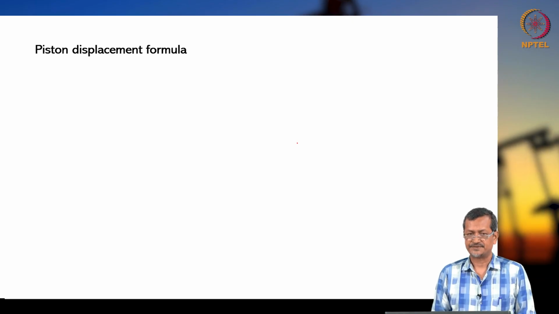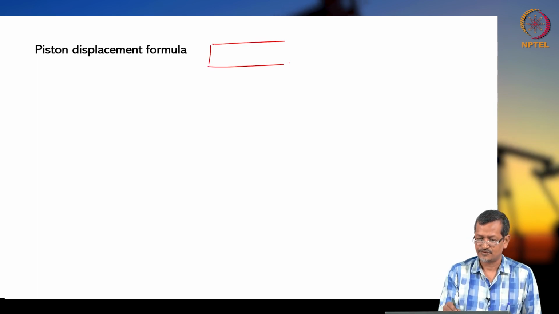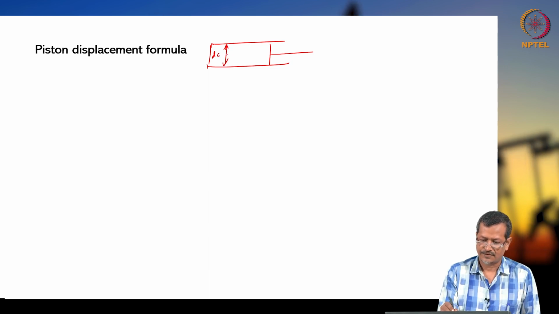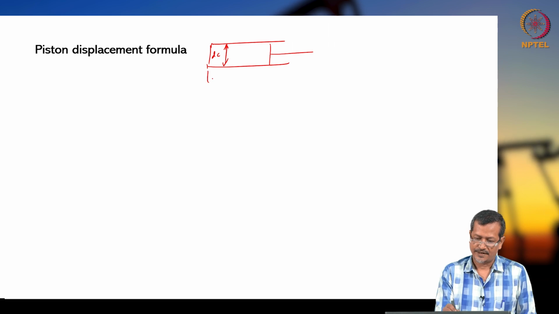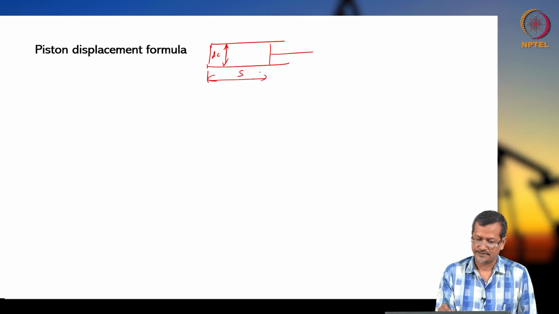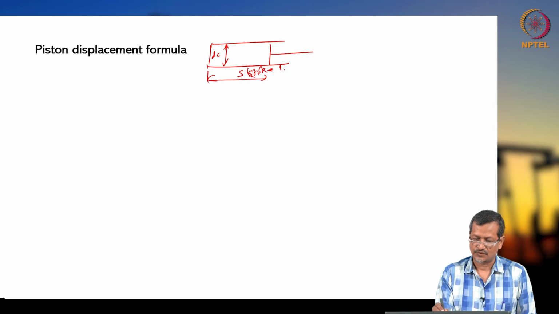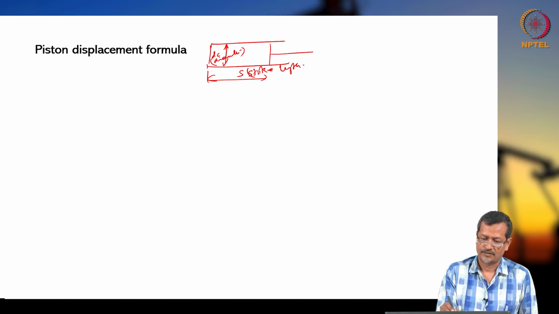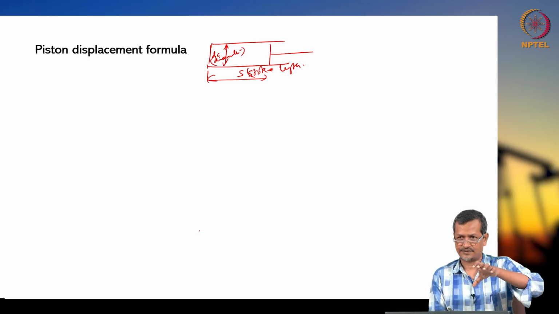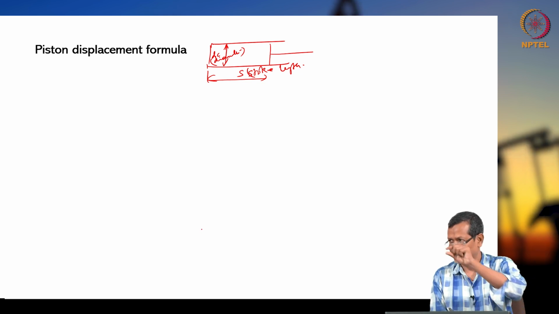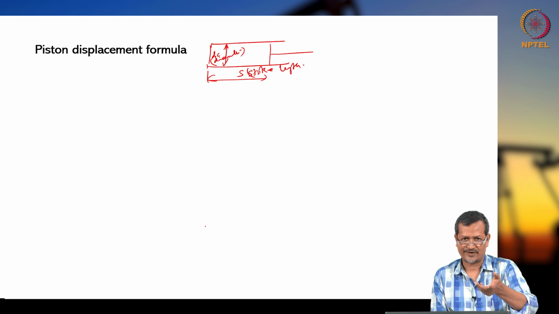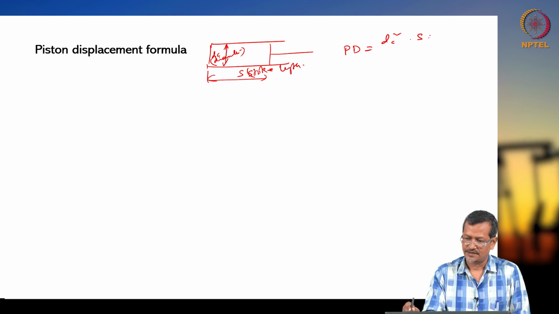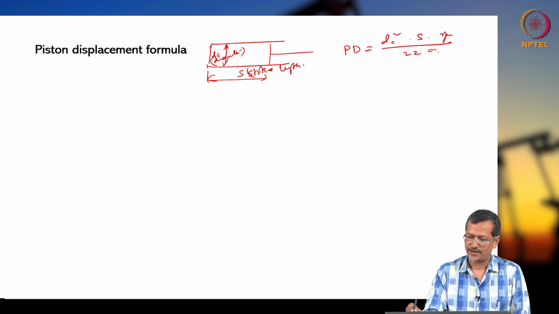So, the piston displacement formula. Again, you draw this piston cylinder. Dc is the diameter of the cylinder, and S will be the stroke length. It is the inner diameter of the cylinder, not the outside. If the outside diameter of the cylinder is given, you have to check the wall thickness. If you are not checking the wall thickness, the calculation will be wrong. So piston displacement is Dc square S into rpm or N by 2200.